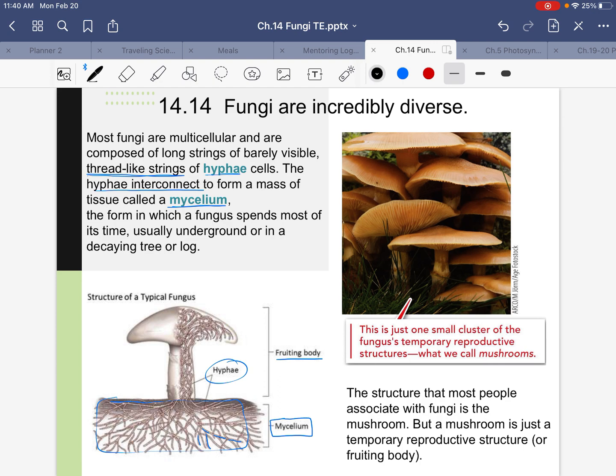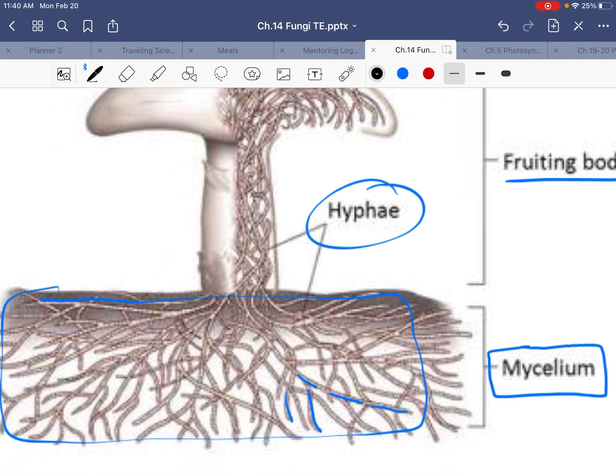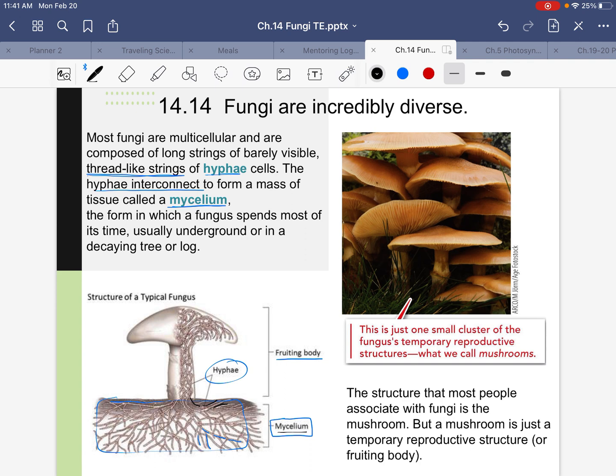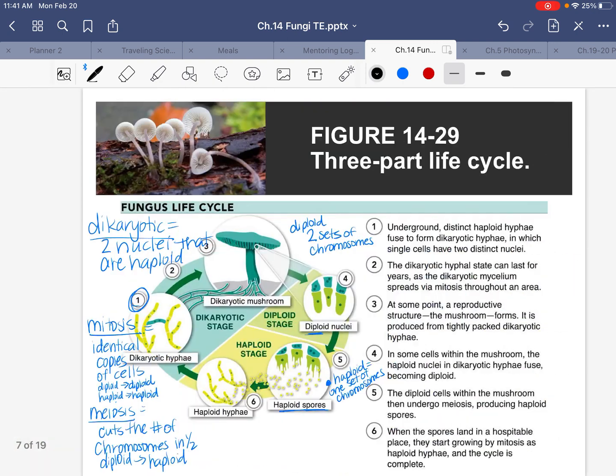One of the things that you need to know for your test is this structure here, where we have the hyphae and the mycelium. So hyphae were these thread-like structures, and when you put all those thread-like structures together, you get the mycelium, which is primarily underground. The mushroom that we see, this is a picture of a mushroom here. The mushroom is just the temporary reproductive structure, so it's not there all the time, but the hyphae and the mycelium are really what makes up a fungus.